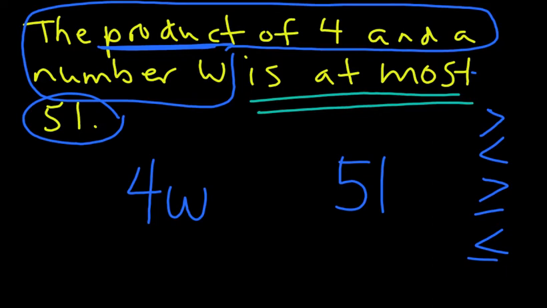This one is at most. What does that mean? That means that this answer over here, when I got that answer, it could be at most 51. 51 is the most that it could be. If 51 is the most it can be, which sign do you think it is? It's this sign right here. Okay, this can be at the most 51. The greatest it could be is 51. So that means this answer has to be less than 51 or equal to 51.